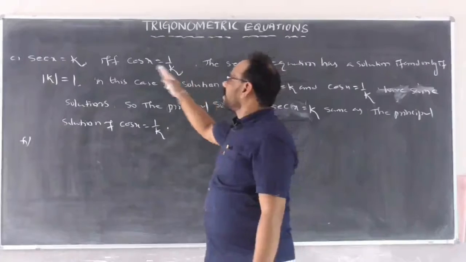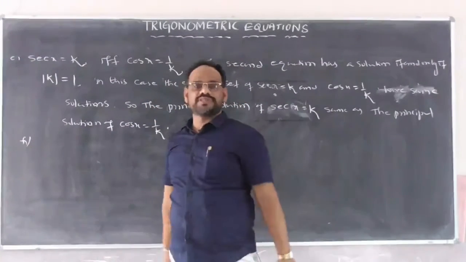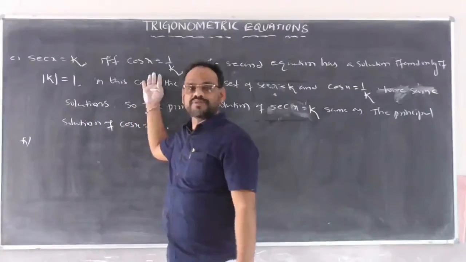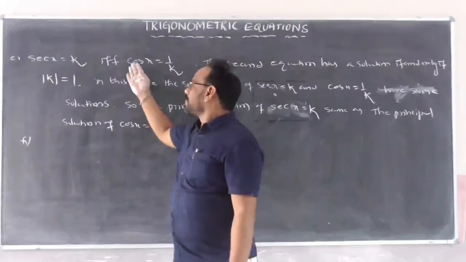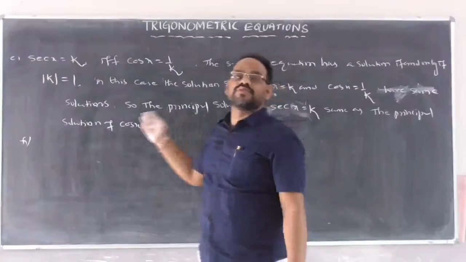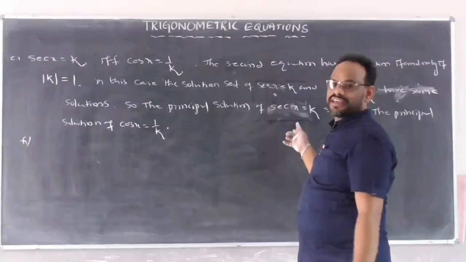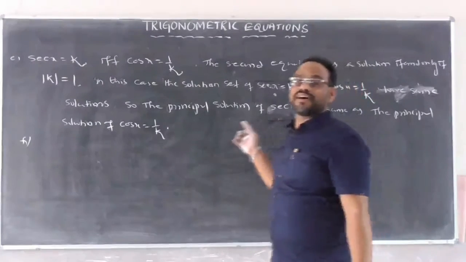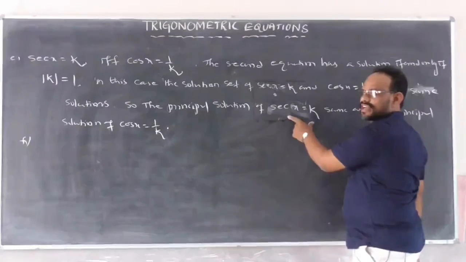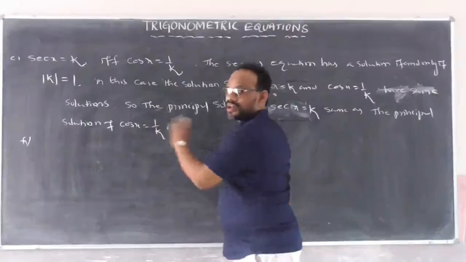In this situation, cos x equals 1 by k and secant x equals k have the same solutions. So the principal solution of secant x equals k is the principal solution of cos x equals 1 by k. If you want the principal solution of secant x, it means the principal solution of cos x equals 1 by k; both are the same.